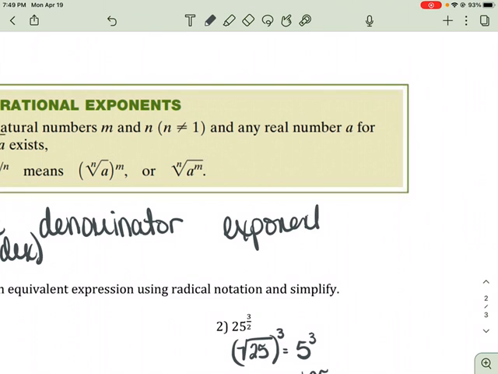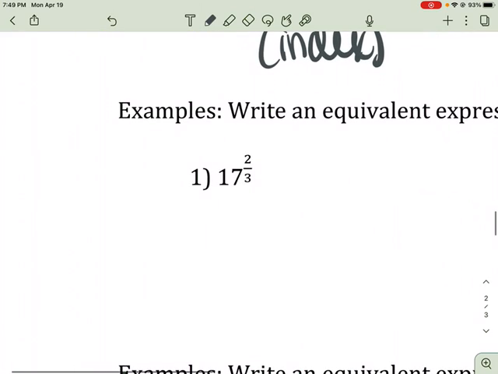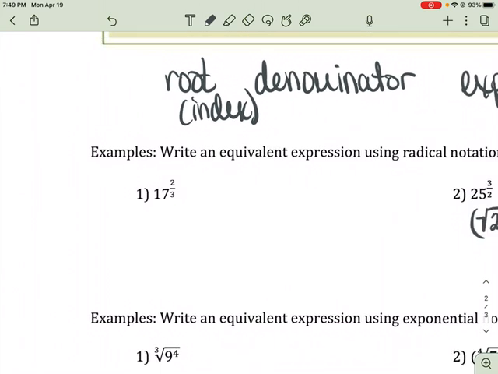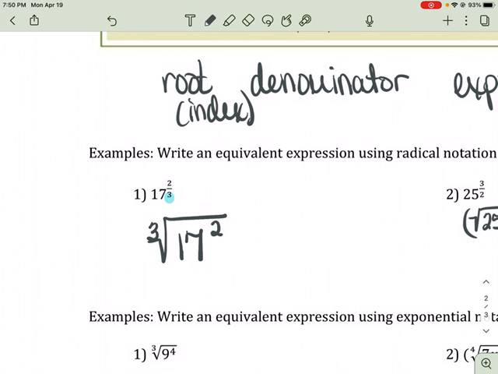And the exponent is the numerator of the fractional exponent. Okay, so let's try this one. Notice we're going from a fractional exponent, a rational exponent, to a radical. The denominator is 3, so that means we're going to do the cube root of 17. And you can put the squared right there. So the exponent can go there.